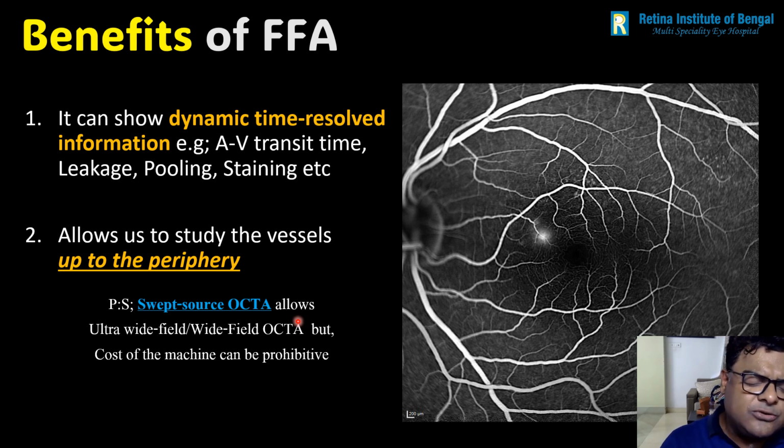Why? Because you need to be very fast to do a wide angle OCTA, because if there is even a little slowing, there will be a lot of artifacts. But swept source OCTA machines are not really easy to afford, and that's why they are still not commercially widely available. So for us, basically, OCTA is for the macular vessels, and FFA can help us study the peripheral vessels.